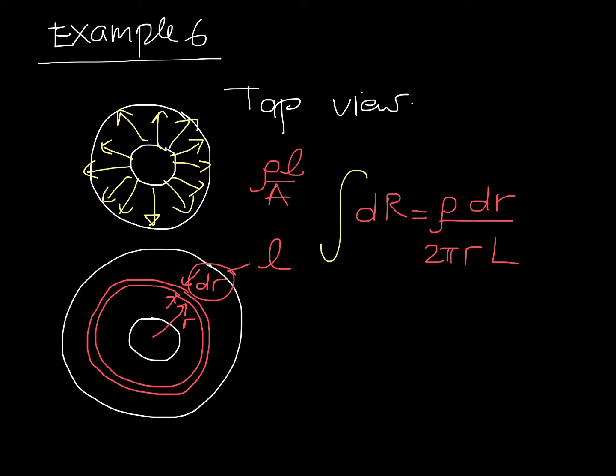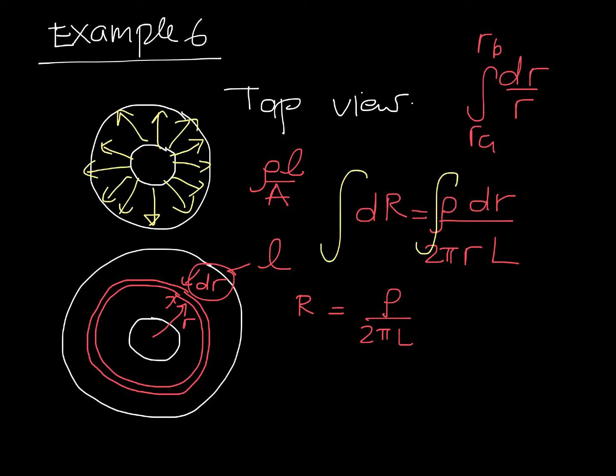To get the total resistance, we integrate both sides. So we've got R equal to rho over 2 pi L, and we integrate dr over r from the inner to the outer radius. So we've got ln RB over RA, and we've got the answer.